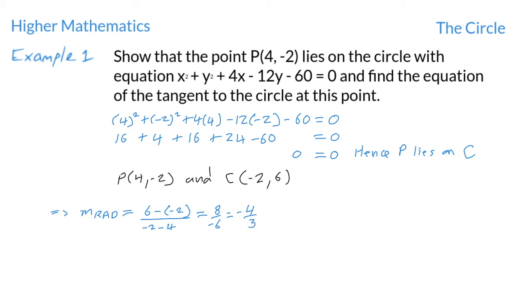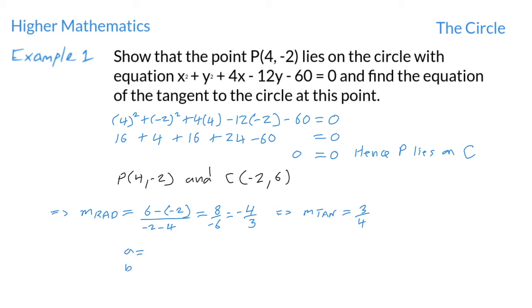And here's the important part. Once we find the gradient of the radius, we use the property that these two multiply to make -1 to find the gradient of the tangent. So m tan would be, of course, what would we multiply -4/3 by to make -1? It would be 3/4, the negative reciprocal.